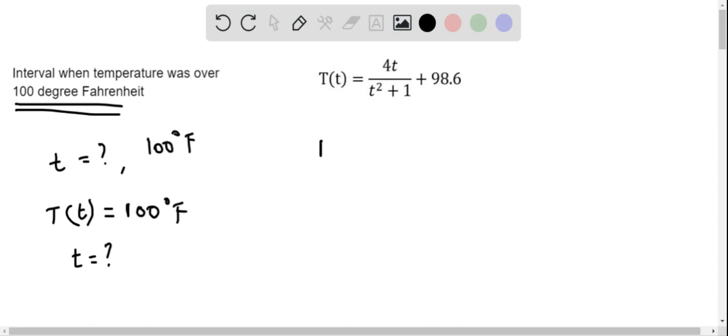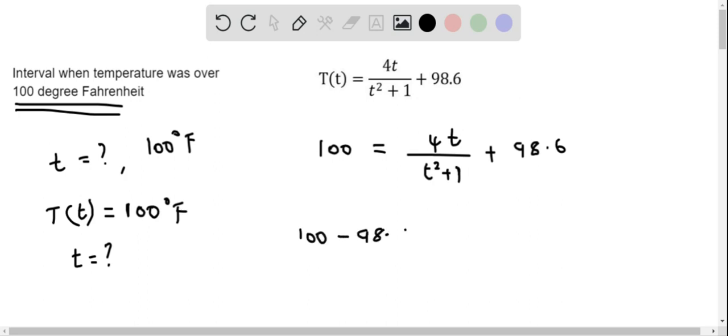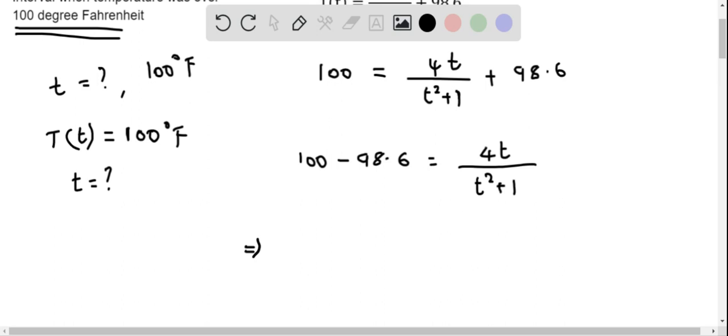Let me replace T of t by 100. So this becomes 100 equals 4t over t squared plus 1 plus 98.6. Now we subtract 98.6 from both sides. So this becomes 100 minus 98.6 equal to 4t over t squared plus 1. And we do the subtraction. 100 minus 98.6 is equal to 1.4.